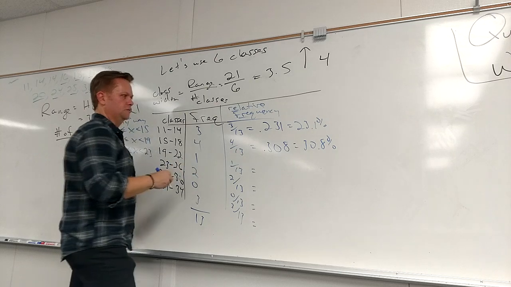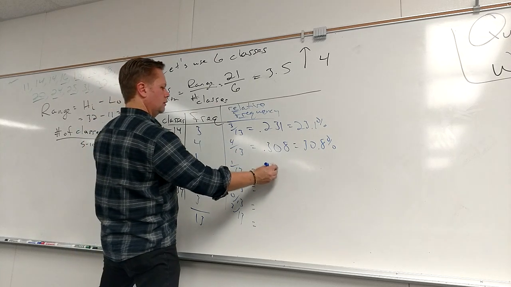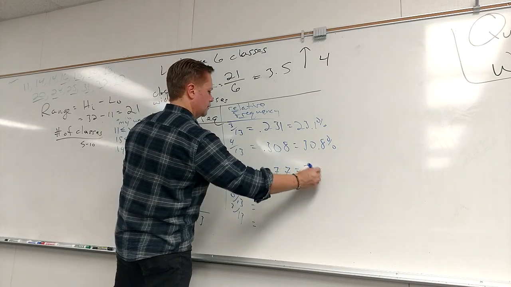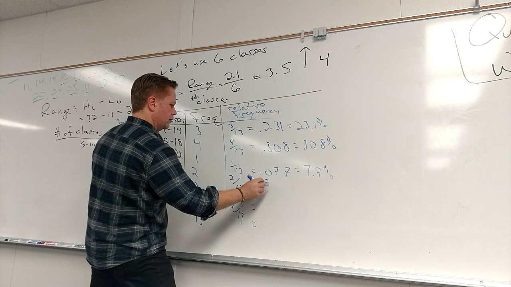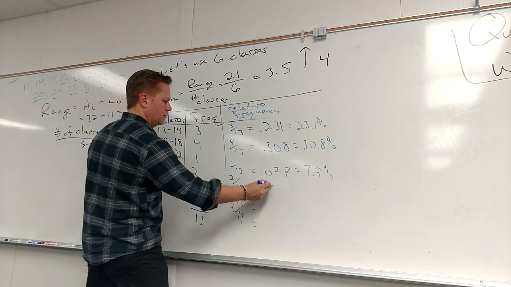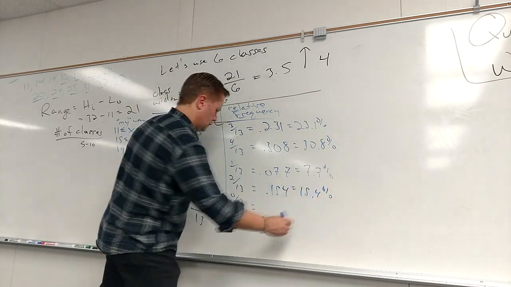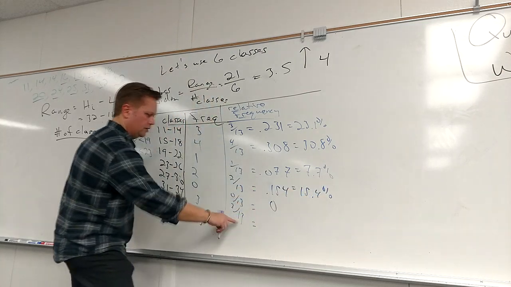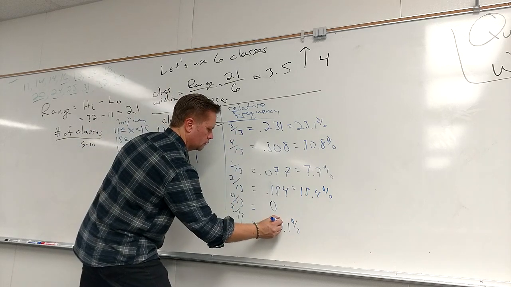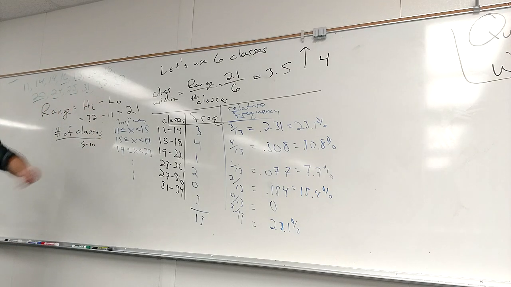1 out of 13. That's like 0.076? 77? And then 2 out of 13, that'd be 0.154? 0 out of 13, yay! And then 3 out of 13 we did already. Lock it. 23.1% again at the bottom.